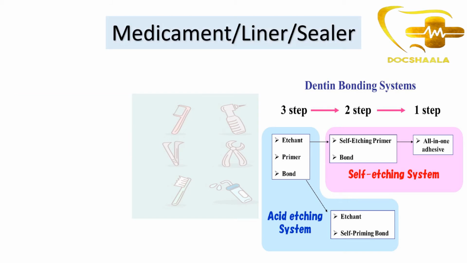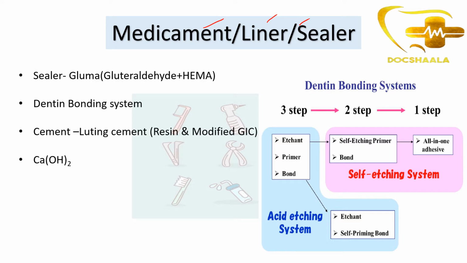So let us now look at the medicaments, liners and sealers that we use when we are placing different kinds of restorations in our cavities. This is a standard thing, the most common things that we use. As a sealer for the cavity, we use Gluma, glutaraldehyde plus HEMA, and we use dentin bonding systems. This is used for composite restoration. So this is used as a sealer only.